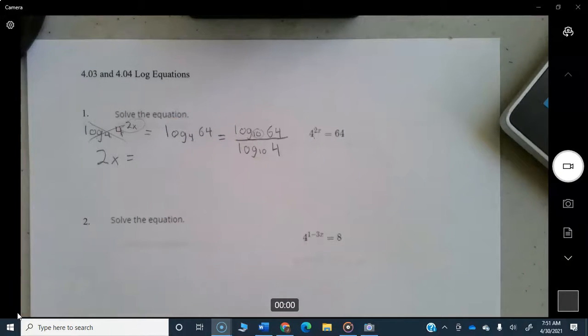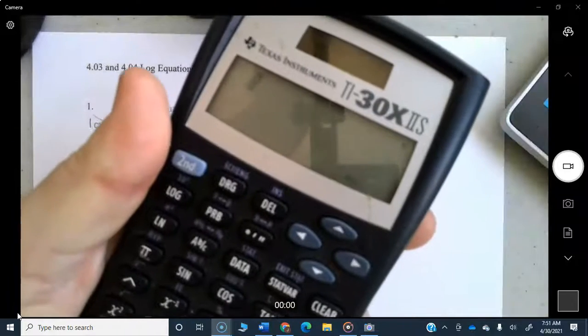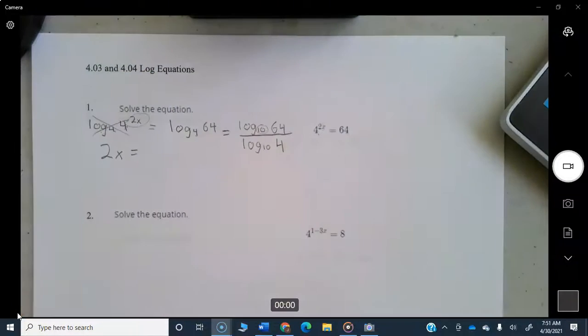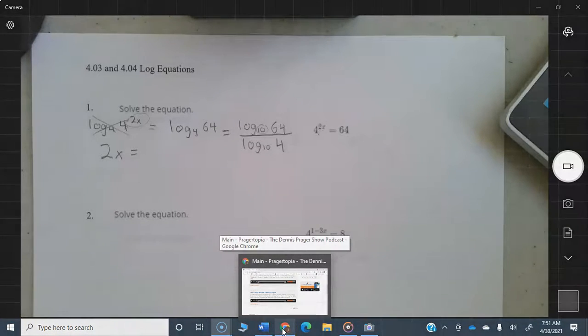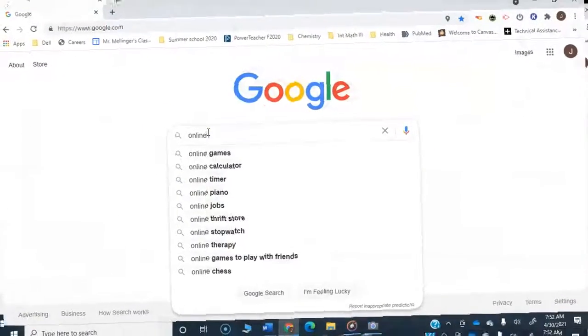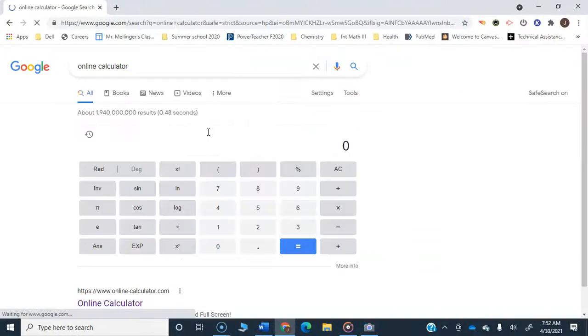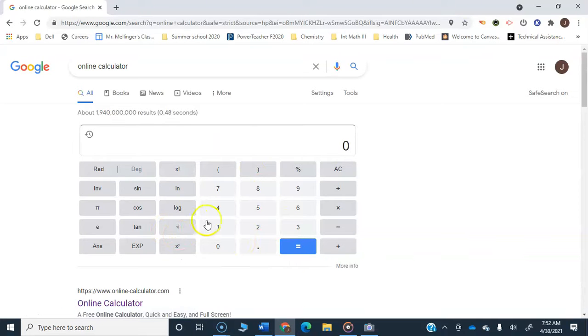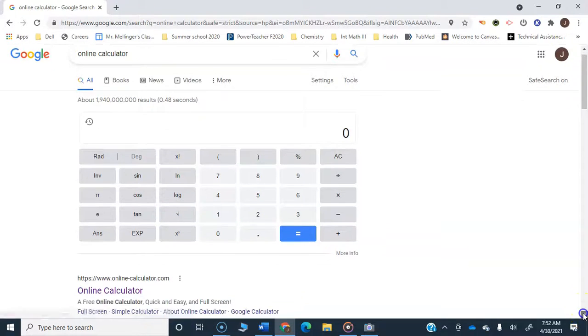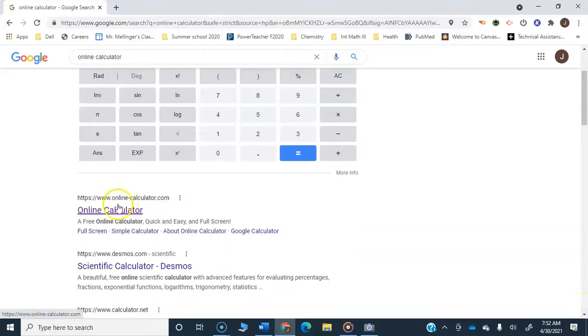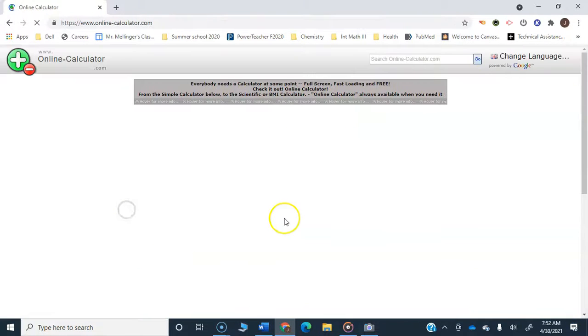We'll do the log base 10 of 64, log of 64. So let me go ahead and do this with the online calculator, actually, because I'm just going to assume you don't have a calculator. So I'm going to go ahead and bring that up. Okay, so if you simply go to Google and type in online calculator, okay, it brings up, actually this is a satisfactory calculator, but I'm not sure if that's going to show up on everybody's screen. It might. So I go to where it actually says online calculator, I click in there.